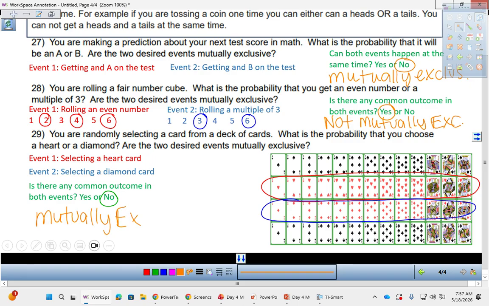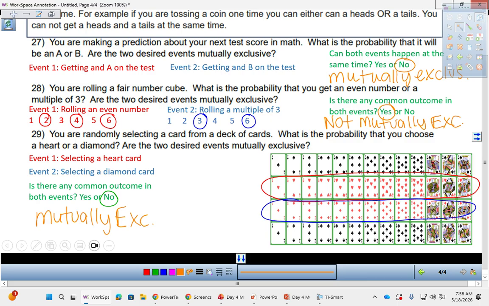When we're determining if something is mutually exclusive, we want to look at the two events and figure out if in one choice I can get both events satisfied. If one pick of the card can have both a heart and diamond, no. If one roll of the dice can have an even or multiple of 3, yes, because a 6 satisfied both events. That one's not.